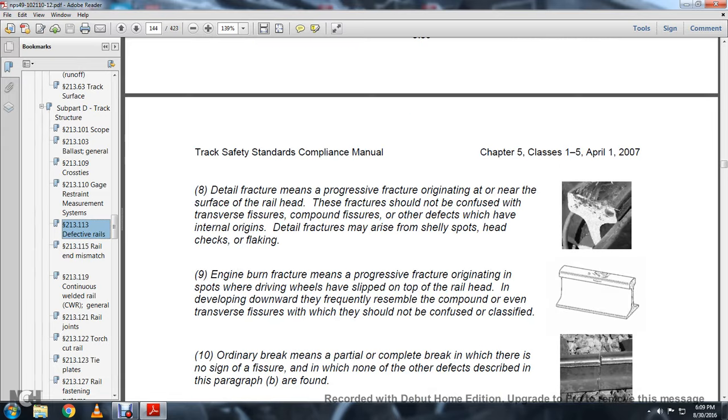8. Detail fracture means a progressive fracture originating at or near the surface of the railhead. These fractures should not be confused with transverse fissures, compound fissures, or other defects which have internal origins. Detail fractures may arise from shell spots, head checking, and flaking.